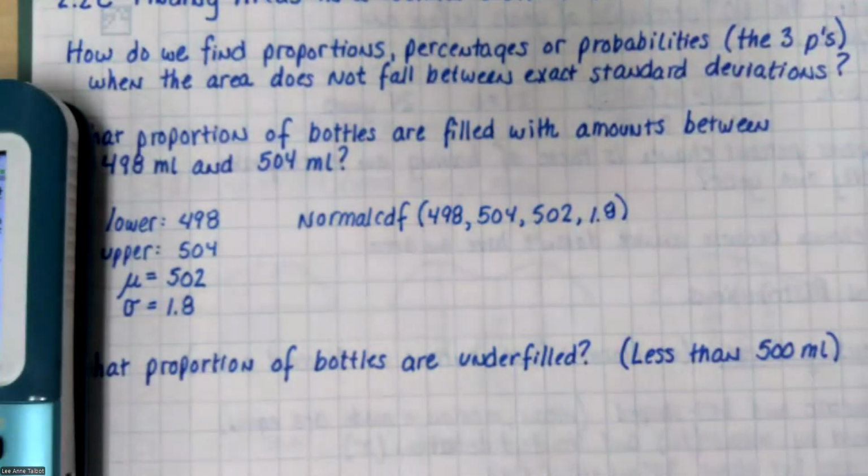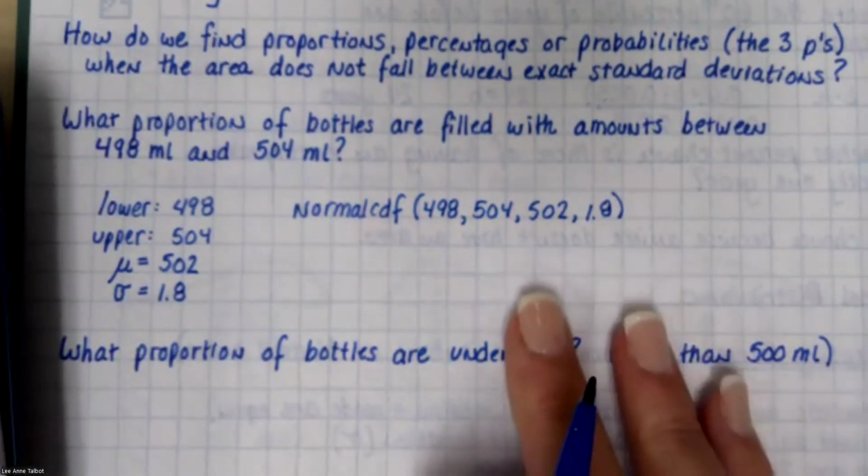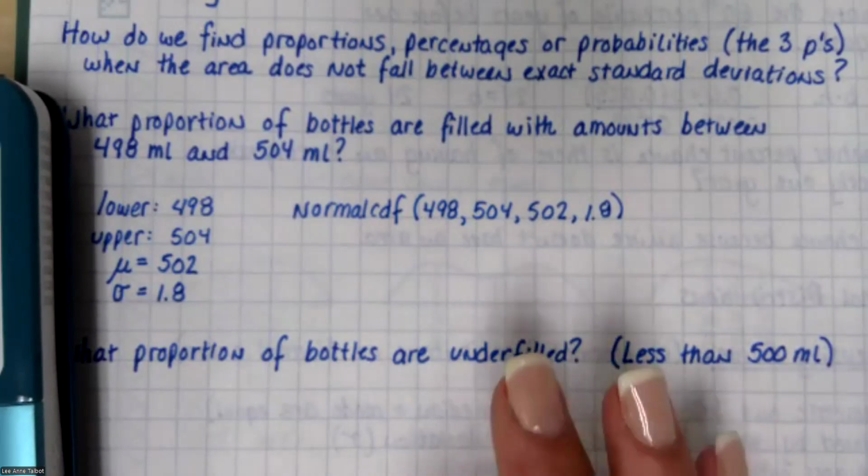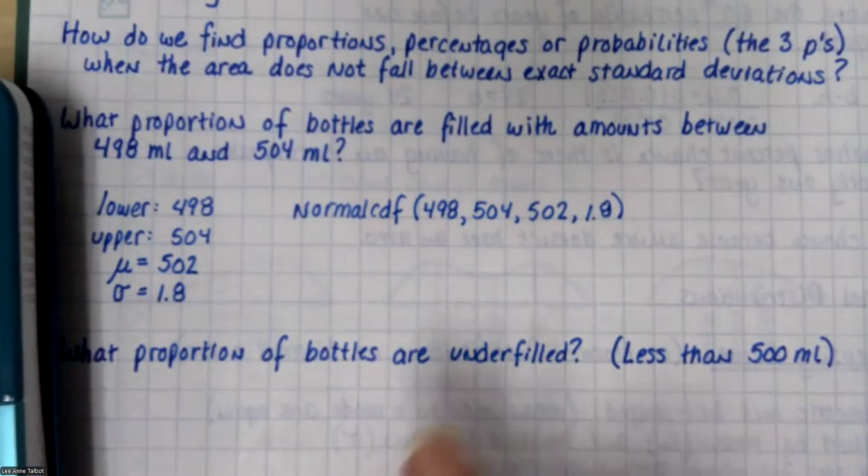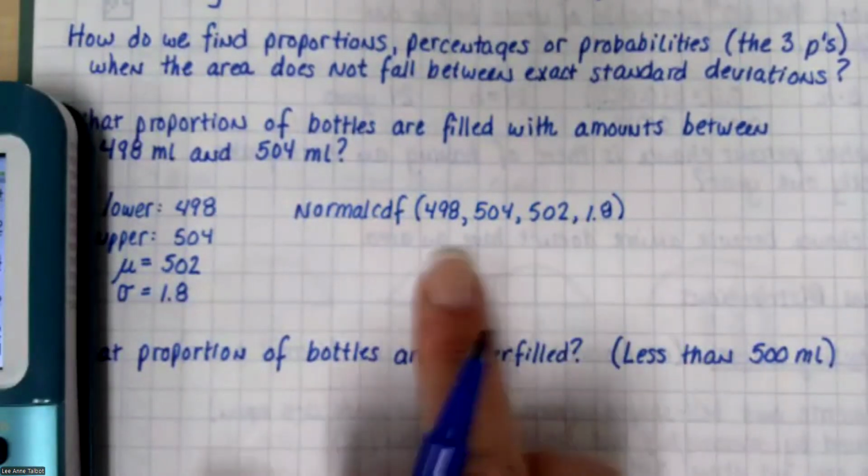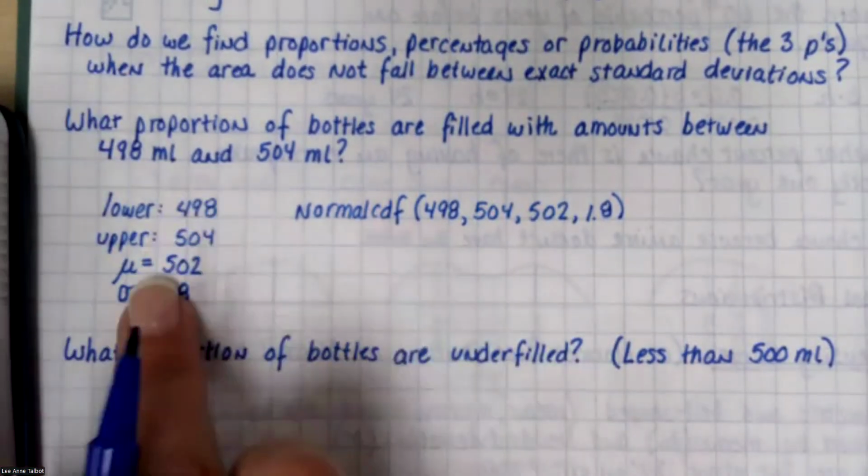1.8). Does anybody have a really older calculator that did not give them the menu of things to type in? So you're just going to type this and not that.